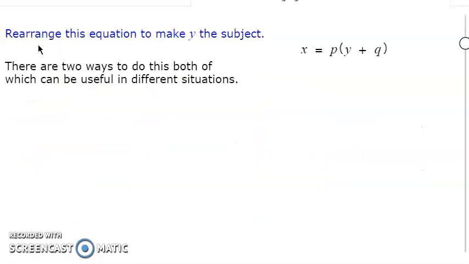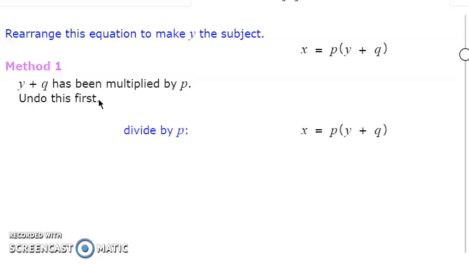Now the next topic is: rearrange this equation to make y the subject. So this is the equation. There are 2 ways to do this, both of which can be useful in different situations. The first method: y plus q has been multiplied by p. Undo this first, divide both sides by p.